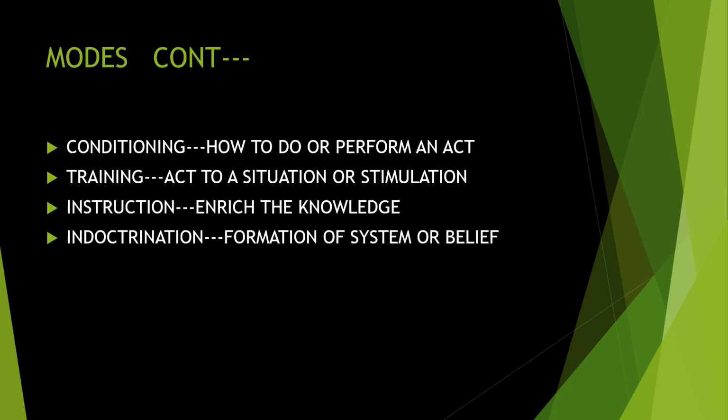Then instruction: enrich the knowledge. It is nothing but giving knowledge, collecting different knowledge and giving it. That is what is called instruction. Indoctrination is the formation of a system or a belief. We know that in each and every person's home there is some system being followed. It is moved by the generations from one person to another. It is a belief, and it is a kind of knowledge for us. It is also a kind of learning. So conditioning is there, training is there, instruction is there, and indoctrination is also there.